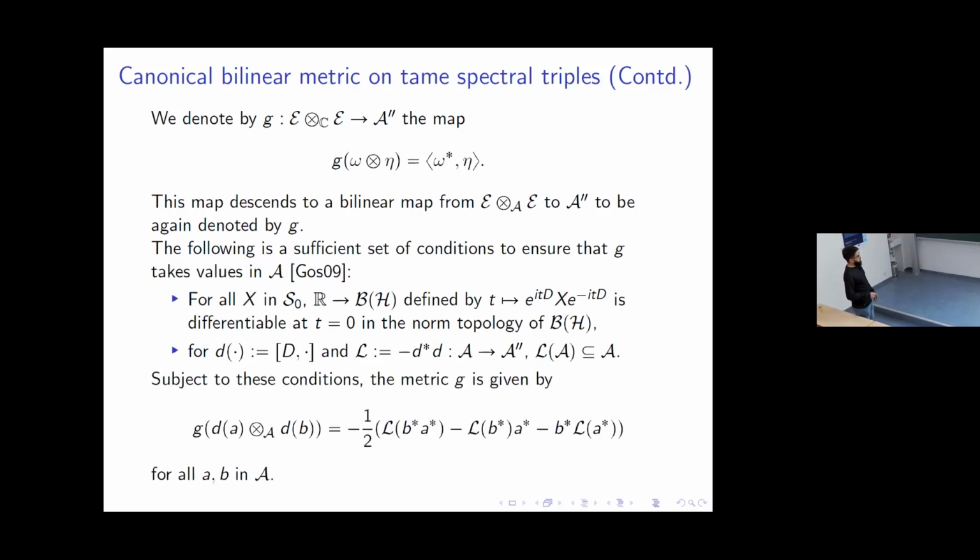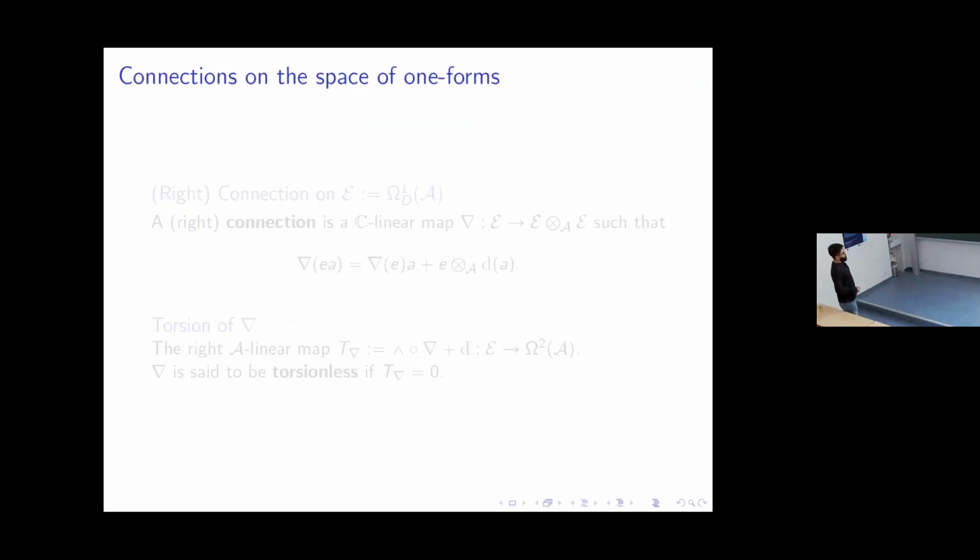Subject to these conditions, the metric will be given by the following expression, that G of dA tensor dB is given by this expression. The Laplacian takes values all over A, and this thing fits inside A. Okay, so after that small aside, now we come to connections.